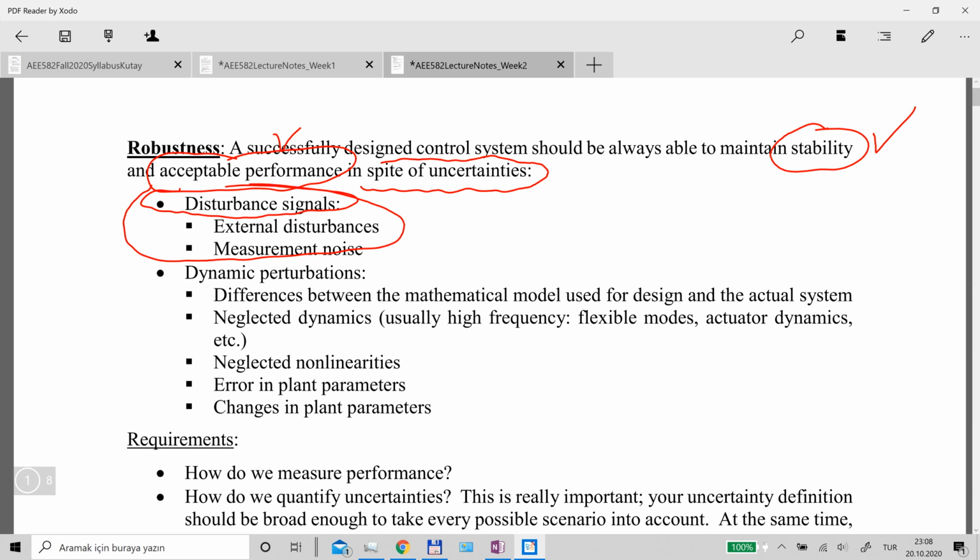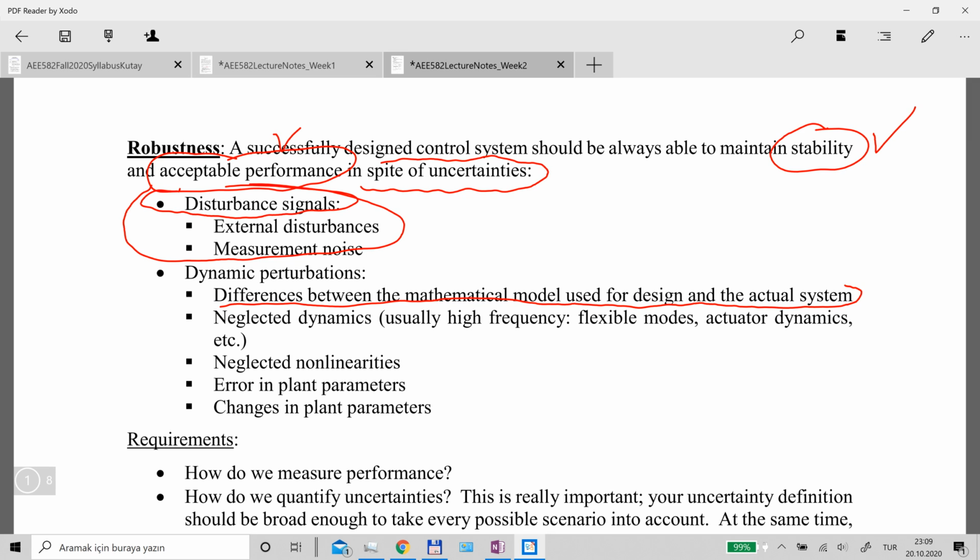And the second group of uncertainties are the ones that are present within your system. These may be separated into several groups as you see here. The first one is the differences between the mathematical model used for design and the actual system. When you're designing a controller, you use a mathematical model for your system. And obviously, your mathematical model will never 100% represent the actual system. You make some assumptions when writing the equations, and you may neglect some effects by choice, or there may be some effects which you cannot mathematically model. So these differences will be a source of uncertainty in your model.